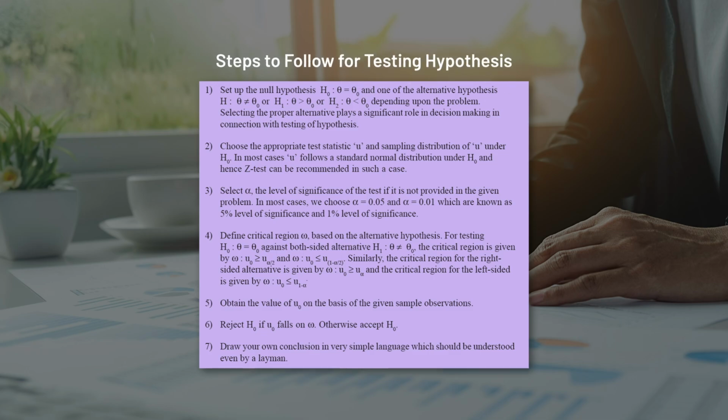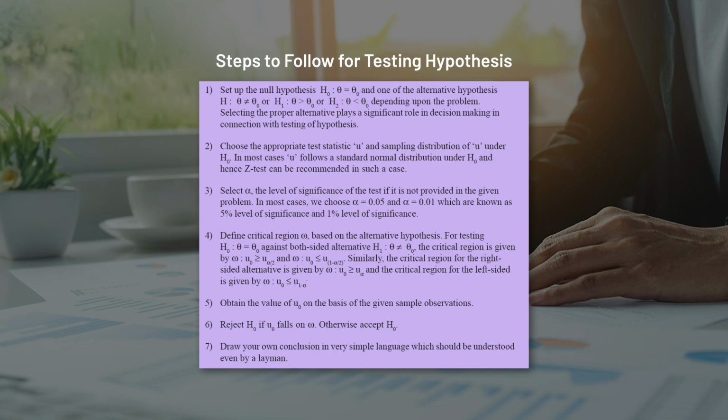Set up the null hypothesis, where H0 is denoted by the null hypothesis, theta equals theta 0, and one of the alternative hypotheses: theta is unequal to theta 0, or H1 where theta is greater than theta 0, or H2 where theta is less than theta 0, depending upon the problem. So select the problem. A proper alternative plays a significant role in decision making in connection with testing of hypothesis.